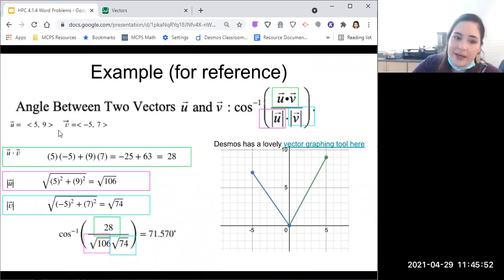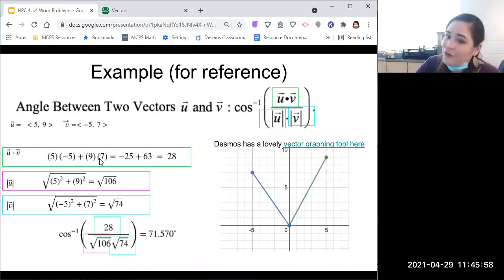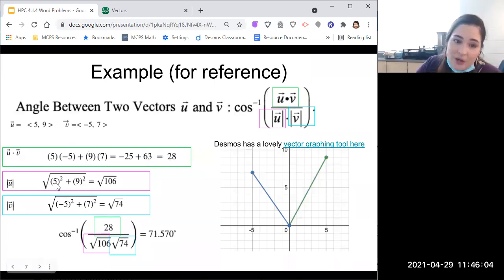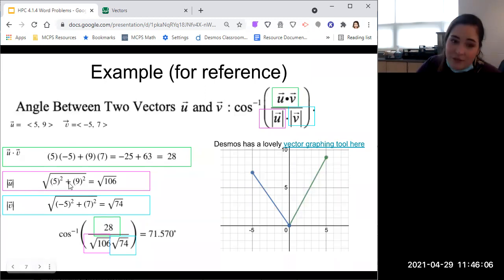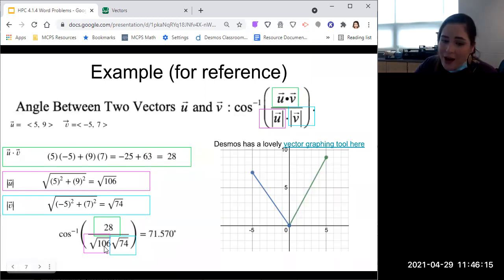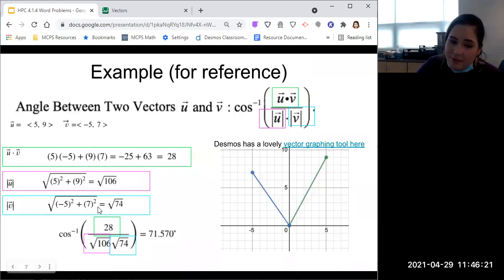All right, so we know how to find dot product now. We're great at it. Multiply the horizontal components, multiply the vertical components, add those products together, and we get 28. All right, magnitude of u, we also know how to find the magnitude of a vector, right? 5 squared plus 9 squared, square root that. I'm gonna leave it in the radical because I'm just going to pop it into this fraction later anyway. All right, and then for vector v, same thing, same formula, magnitude.